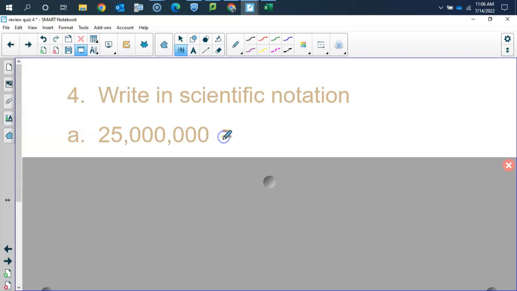Well, the first part of scientific notation, you have to move your decimal to a point in the number, so the number will be between 1 and 10. It has to be at least 1, but less than 10. So it has to basically be between 1 and 9.99999. So I would move it right there, 2.5. So that's my first part of scientific notation.